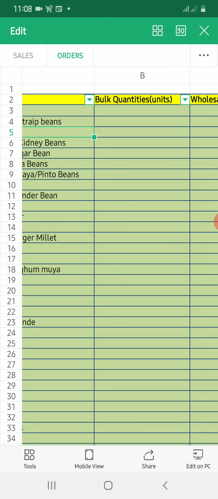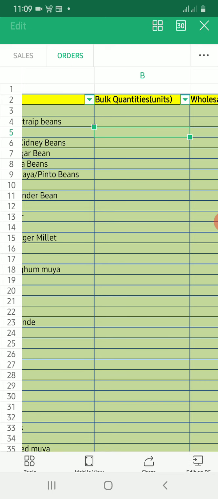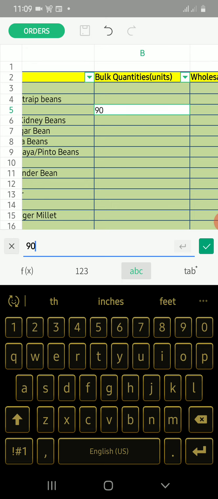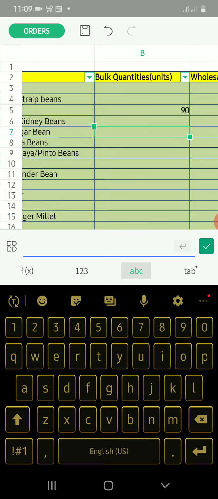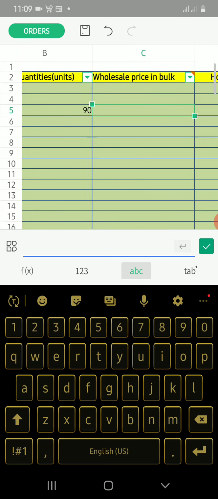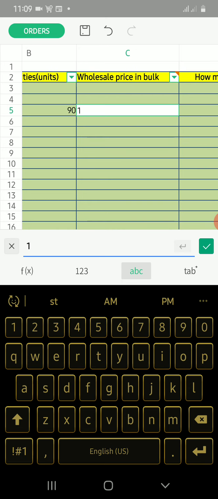The second column asks about bulk quantities. By bulk quantities, maybe you're buying from a wholesaler, and the wholesaler has a condition that you must buy a certain amount. So like in this case, a wholesaler sells his products as in 90 kgs gunny sacks, and I usually sell it at let's assume 10,000. So you input that 10,000 there.